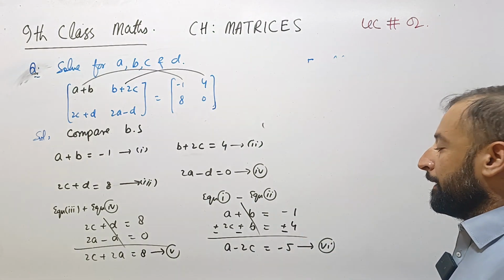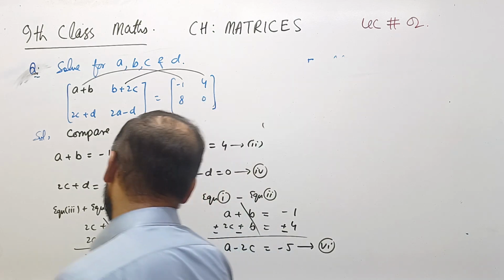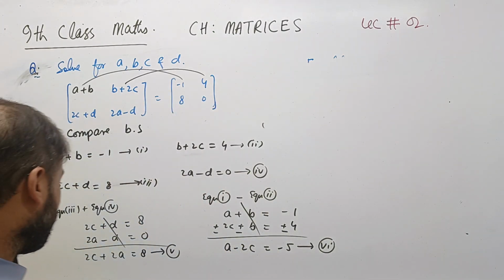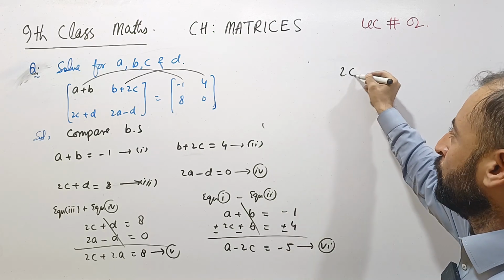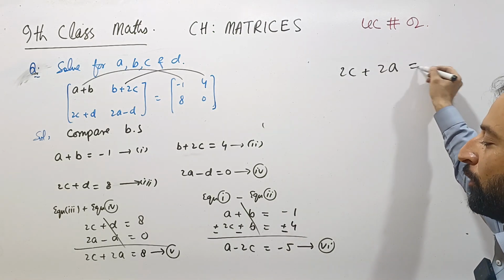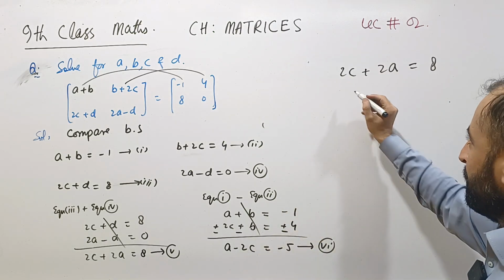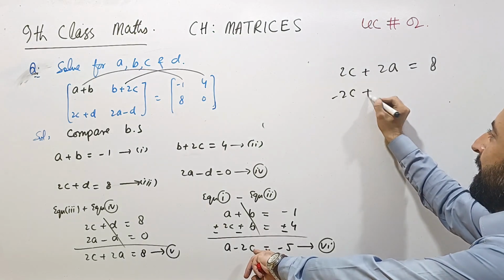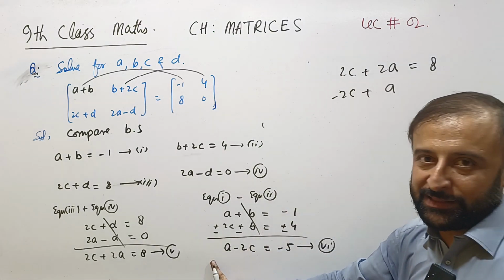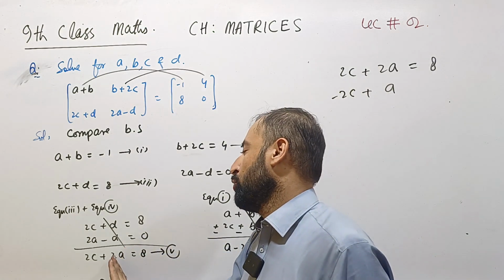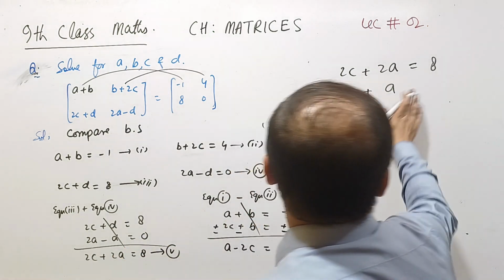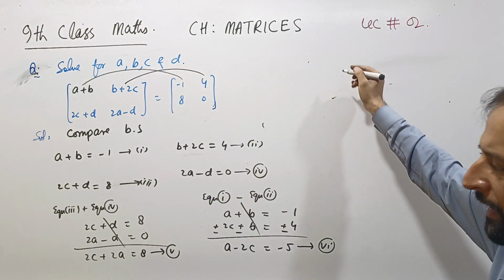Right, students? Now these two equations contain A and C, so we can solve them. Equation number 5: 2C plus 2A is equal to 8. And this one, minus 2C plus A. I hope you understand the basic thing. You could write this as 2A plus 2C. It would be much better for those who are a bit weak in mathematics.